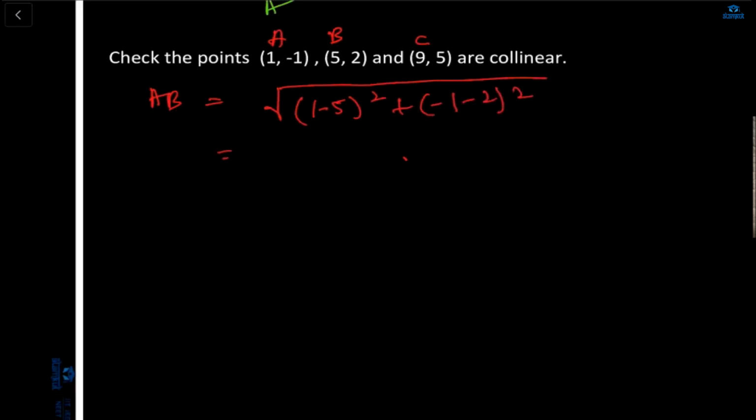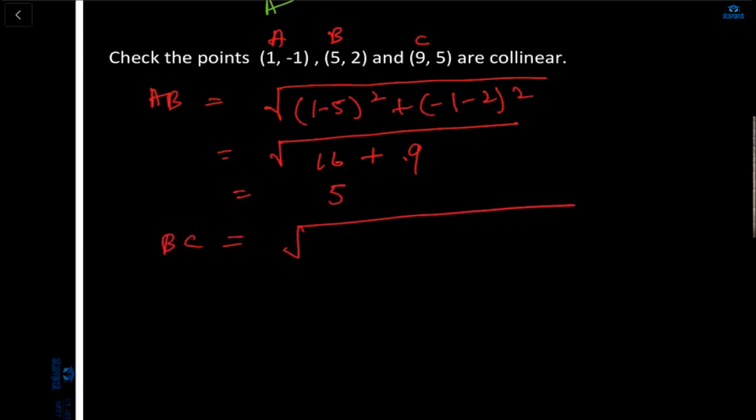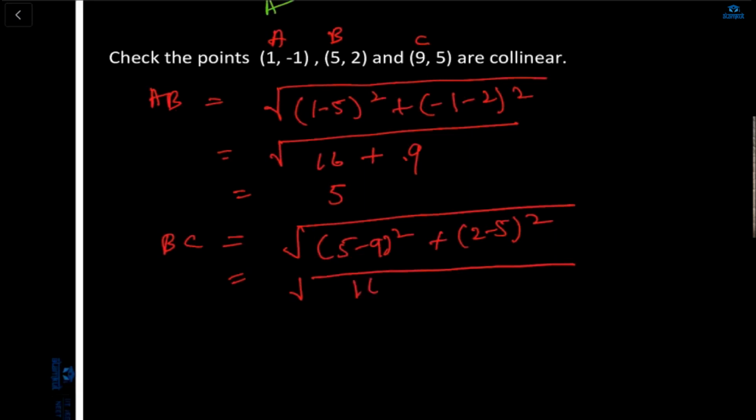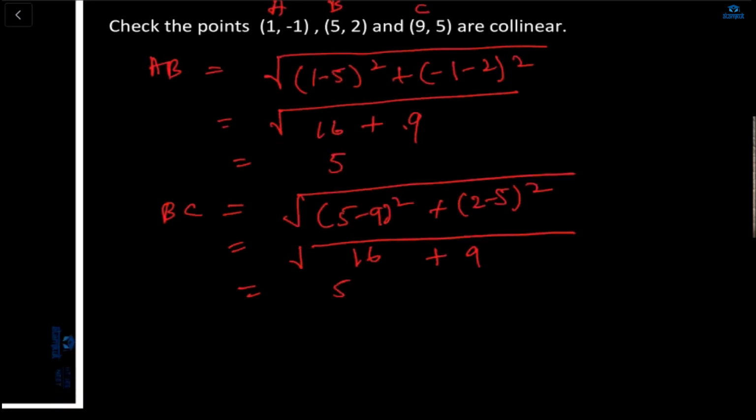Which will be equal to what? 1 minus 5 will be 4. 4 square will be 16 plus minus 3, so it will be 3. 3 square will be 9. 16 plus 9 will be 25 and the square root is 5. Now BC. We are going to find BC. It will be 5 minus 9 square plus 2 minus 5 square. So it will be 4 square again 16 plus 3 square, 9, so it will again be 5. Now AC we'll find out.